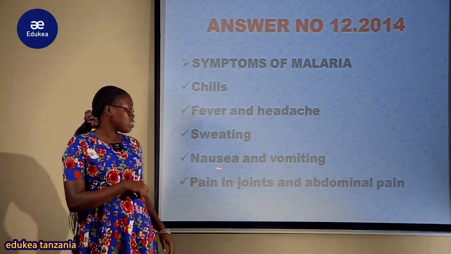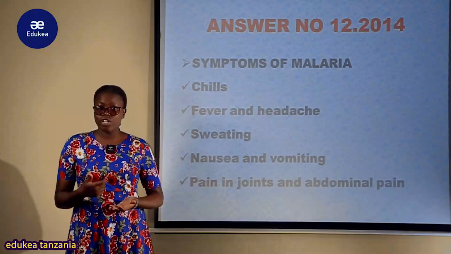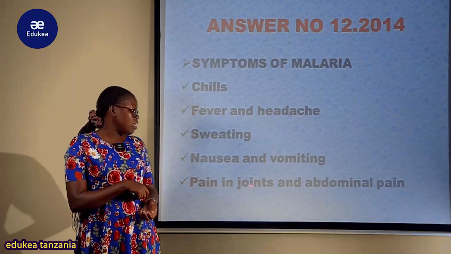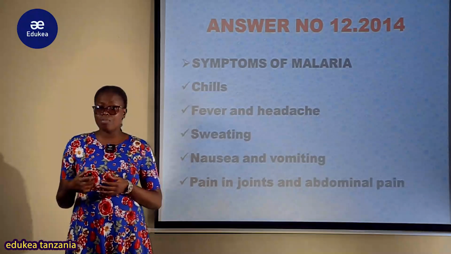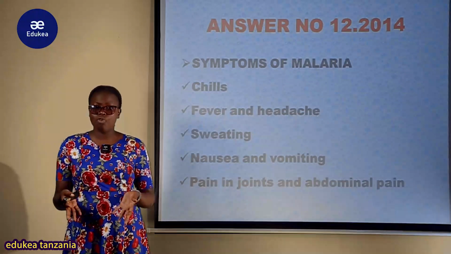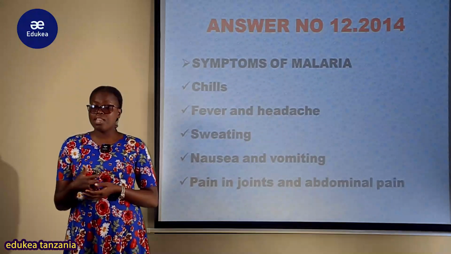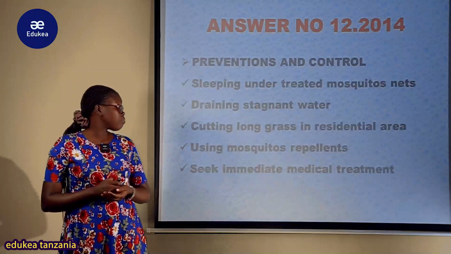Also, the nausea and vomiting. Nausea itaanza kupata kichefuchefu na vile hata kuweza kutapika. Another symptom is pain in joint and abdominal pain. Vile mtu anaanza kupata maumivu hadi kwenye mifupa, kwenye hizi joint. Hizi hapa ni moja ya dalili za malaria.